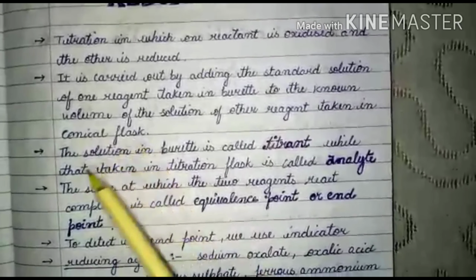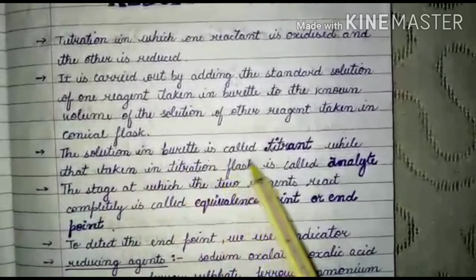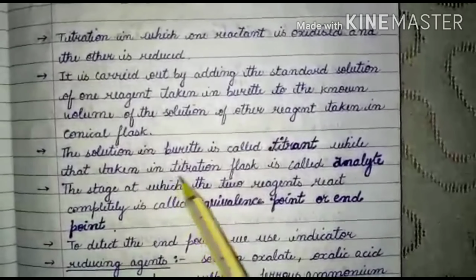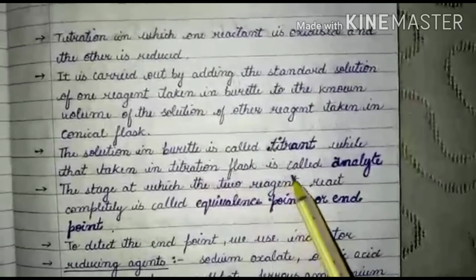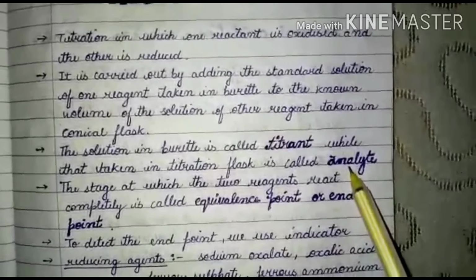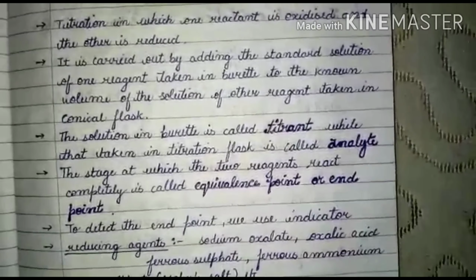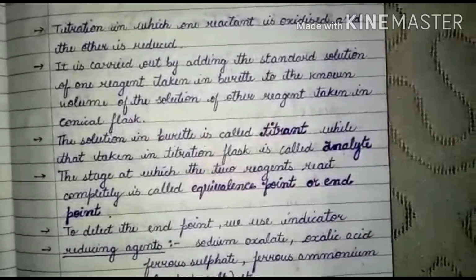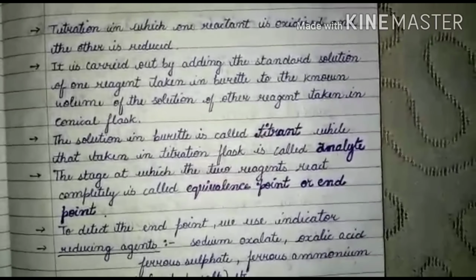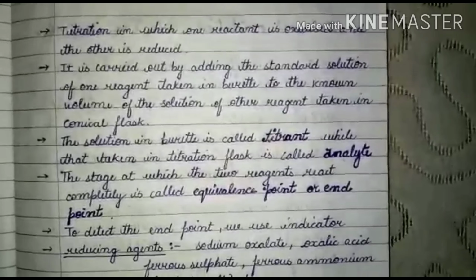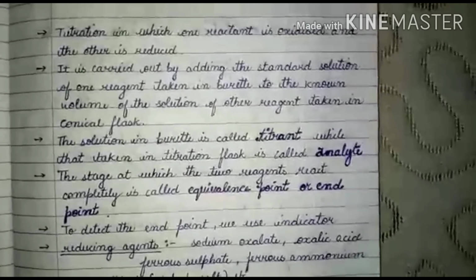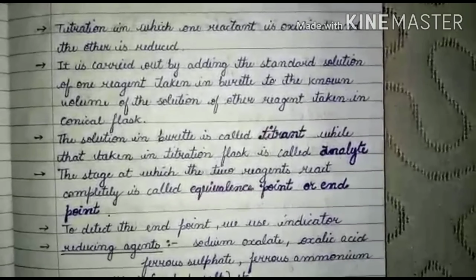Okay, and then the solution whose concentration we need to find out is kept in the conical flask. The solution in the burette is known as the titrant, while the one taken in the titration flask, or conical flask, is called the analyte, whose concentration we have to find out. Now when we go through the titration process, a stage will come when the two reactants react completely. That point is known as the equivalence point or end point.